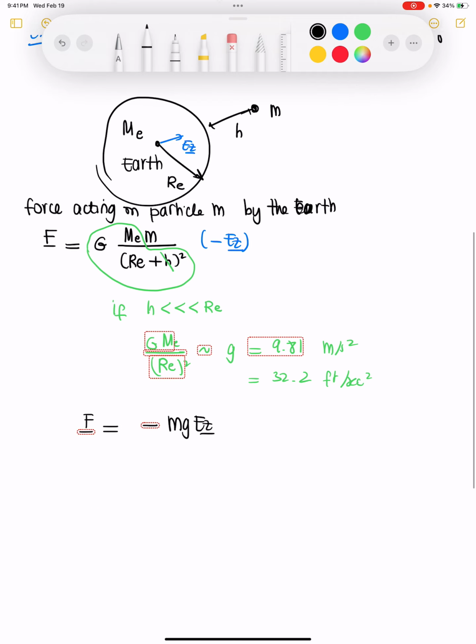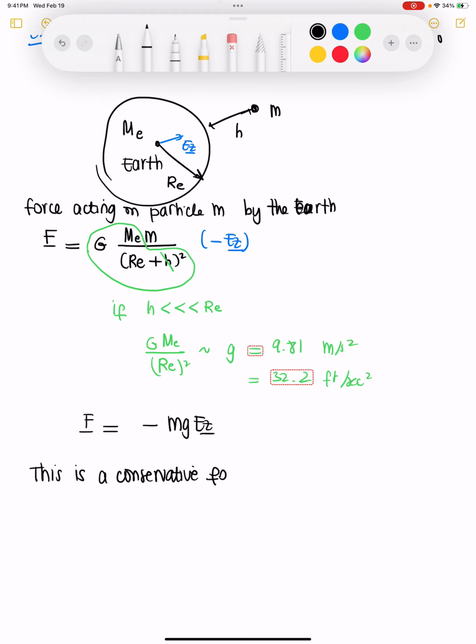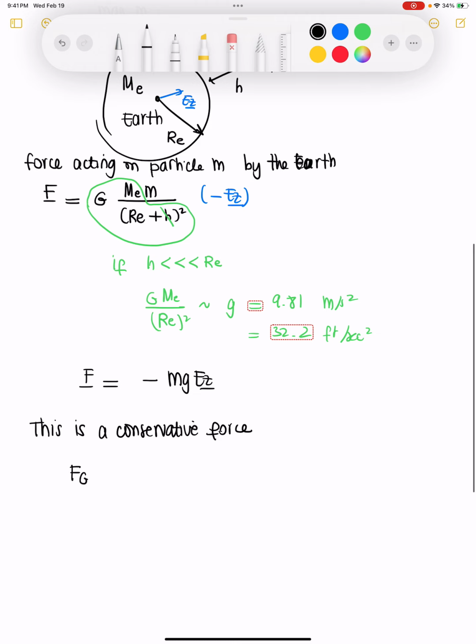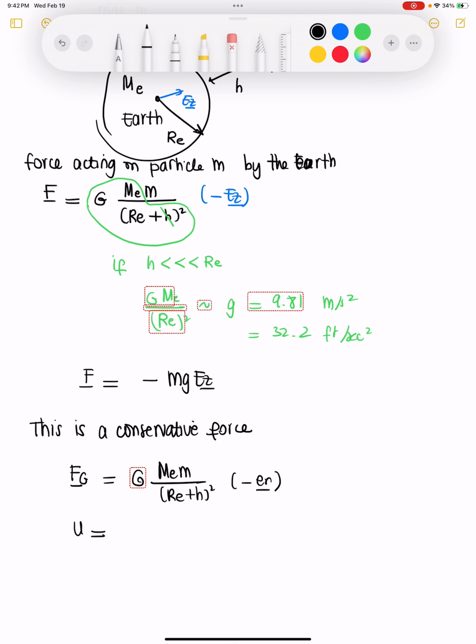One more thing, the weight is a conservative force. This is a conservative force. So if I have the force Fg equal to G m_E m over (r_E plus h) squared along minus e_r, then the potential energy of it is U equals minus G m_E m over r. That's it for this video.